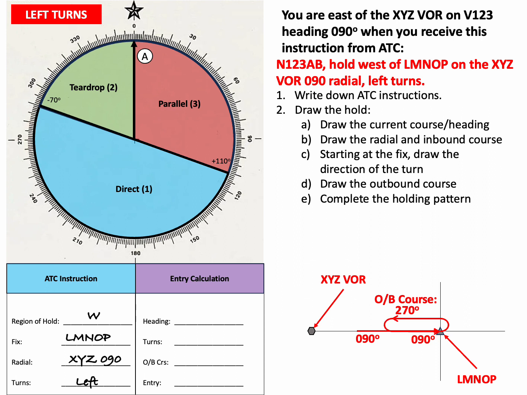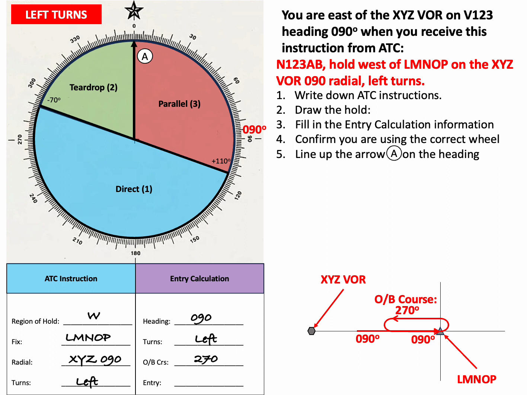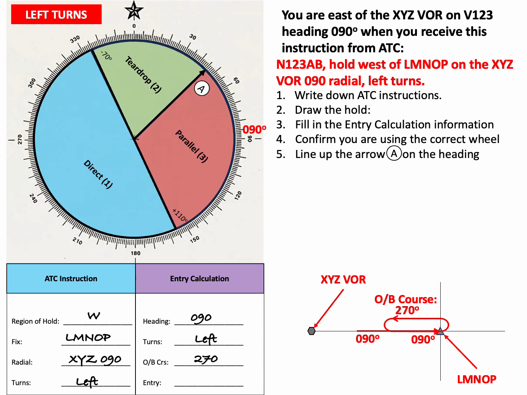Now that you have the diagram to visualize the hold, let's start our hold entry calculation. We know our heading is 090, and we know we have left turns. We can look at our diagram and see that our outbound course is 270. Next, we need to confirm we are using the correct wheel. We have left turns, and we are using the left turn wheel. Line up the circle A on the heading. Rotate the wheel until the circle A is on the 090.